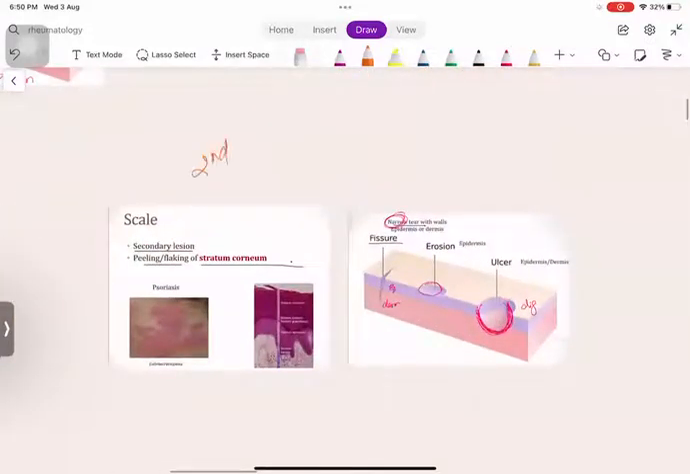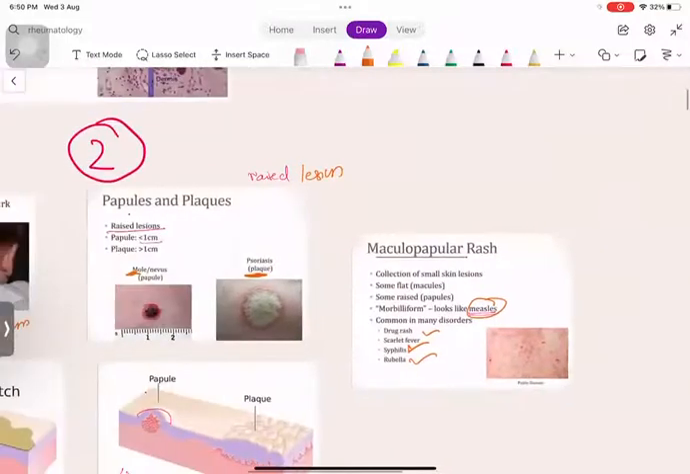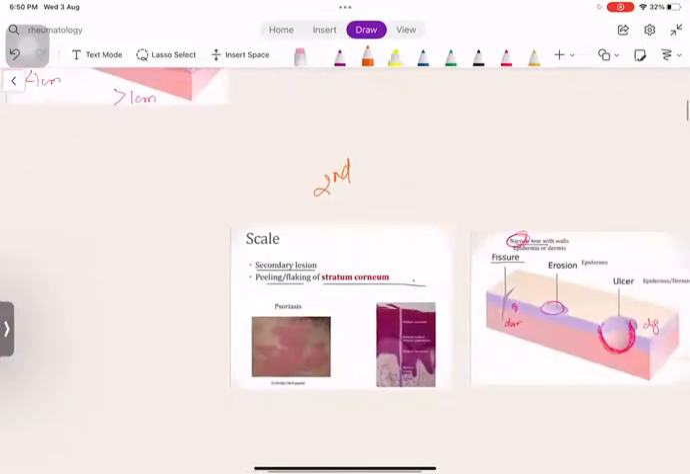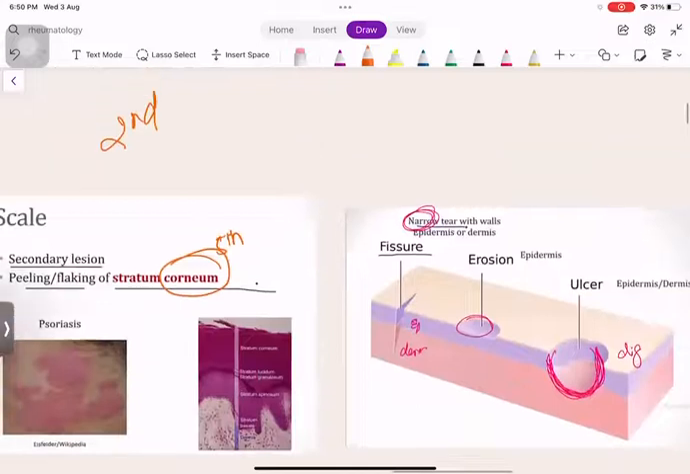Secondary lesions are scales, like if you have psoriasis and you start peeling or flaking it. Psoriasis was basically plaque that was a raised lesion greater than 1 centimeter. But if you start scratching it, it will peel and flake, and it will involve the 5th layer of skin, stratum corneum, and will result in secondary lesions.